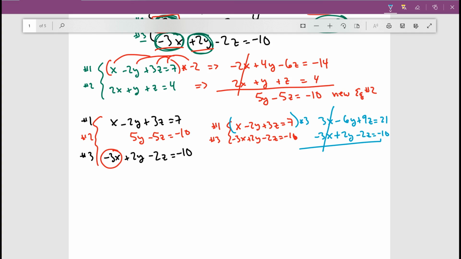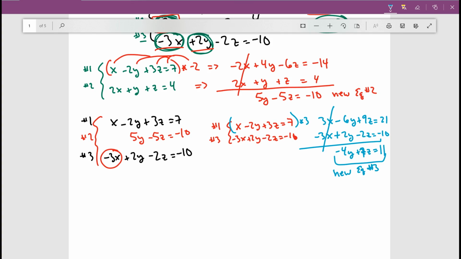So that's just going to give me negative 4y. This is going to give me plus 7z. And this is going to give me, well, that looks like there should be a 7. That should be an 11. Okay, so this is going to be my new equation number 3.